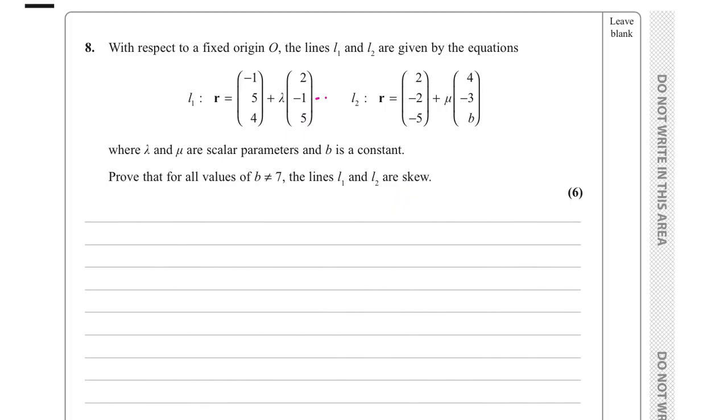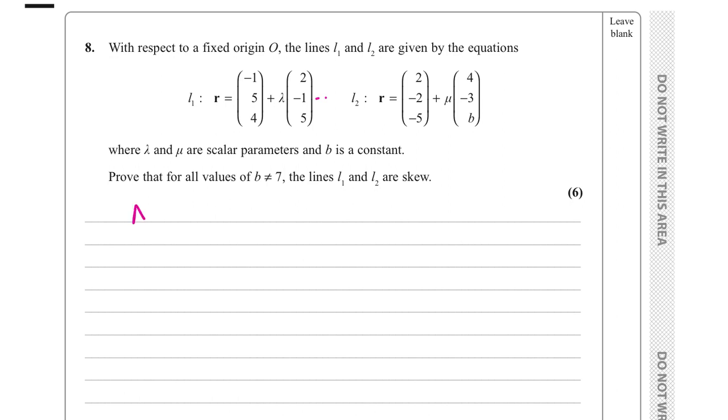So, question A. With a fixed origin O, the lines L1 and L2 are given by these equations, where lambda and mu are scalar parameters and B is a constant. Prove that for all values of B not equal to 7, the lines L1 and L2 are skew. First of all, what does skew mean? They're not parallel, nor do they intersect. So that's what skew means.